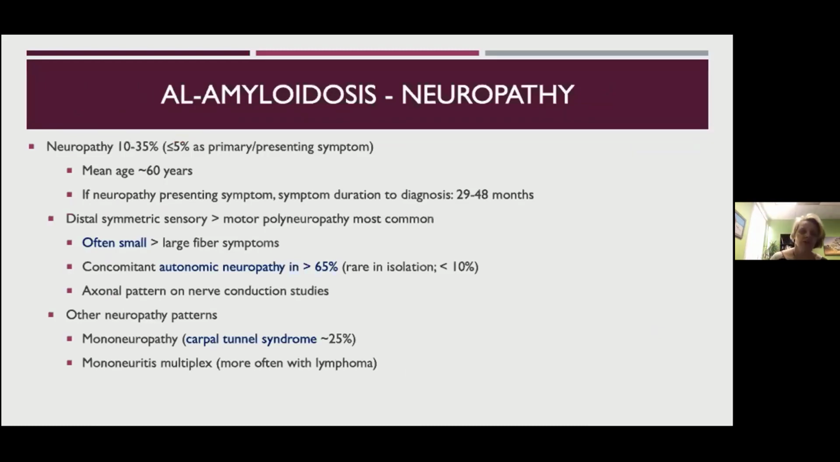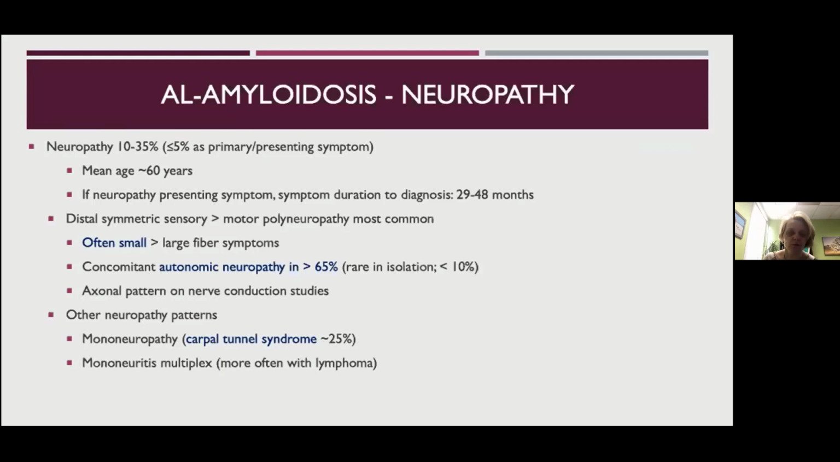Light chain amyloidosis has neuropathy in 10 to 35% of patients. It's typically not the presenting symptom. Patients are generally older, around 60 years. If neuropathy is a presenting symptom, it frequently takes a long time to actually figure out that it is due to amyloidosis. So neuropathy is distal symmetric, sensory more than motor neuropathy. That's a fairly classical neuropathy, but often it has more small than large fiber symptoms.